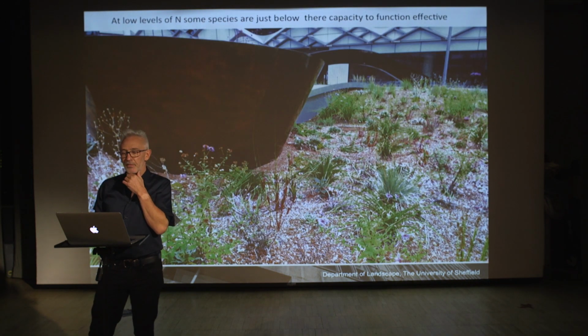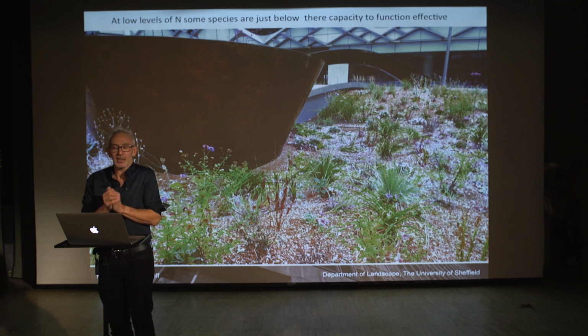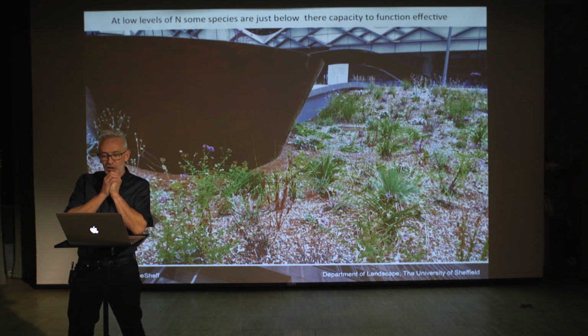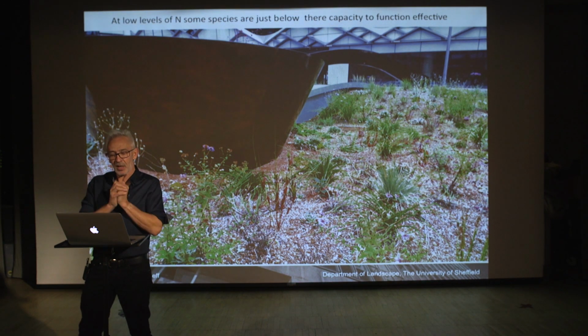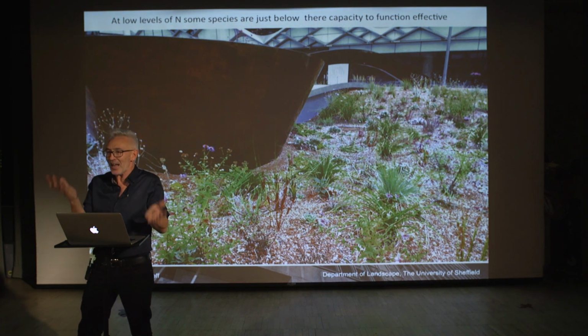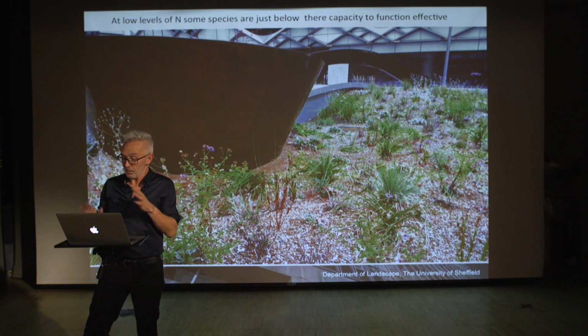And at some levels of nitrogen, some species just can't do it. This is some sort of steppe-like planting in Sheffield around an arts installation, and those species are just too stressed in terms of nitrogen. So you've got to get a balance between how much, and it's mainly about nitrogen.